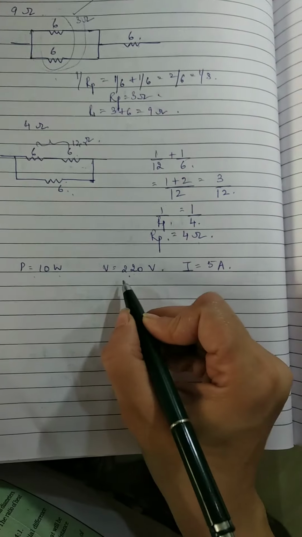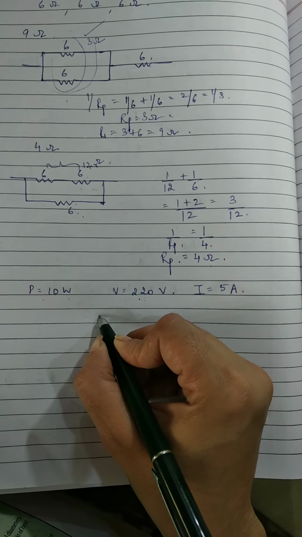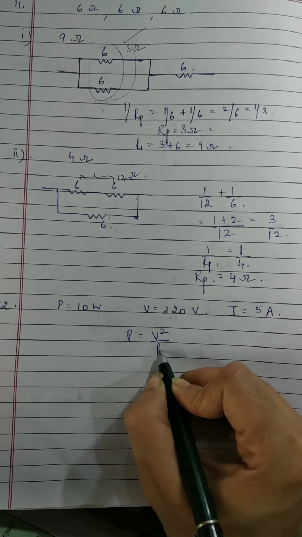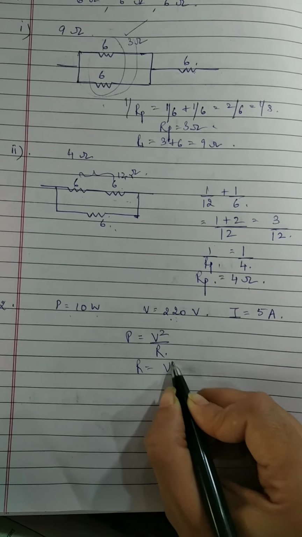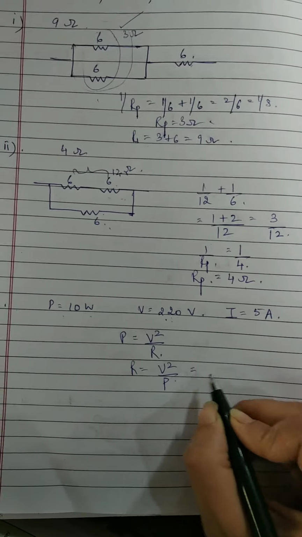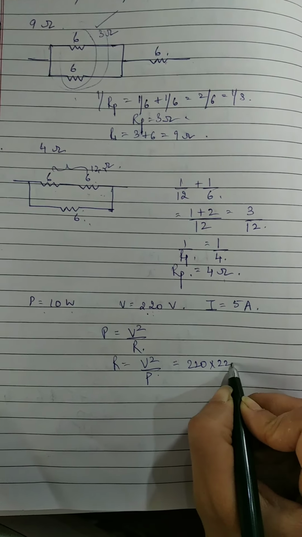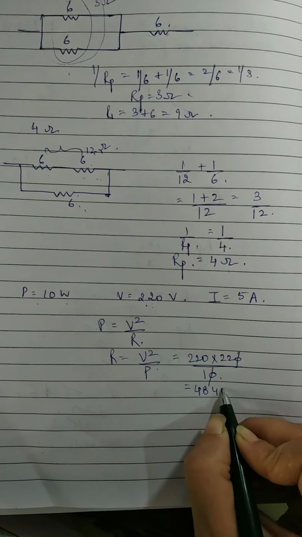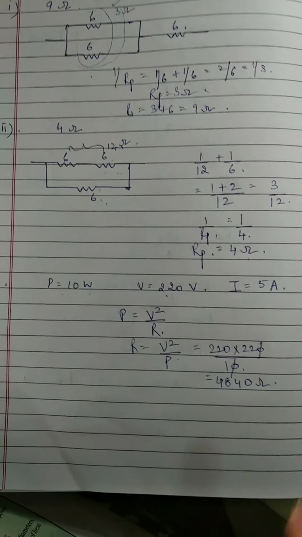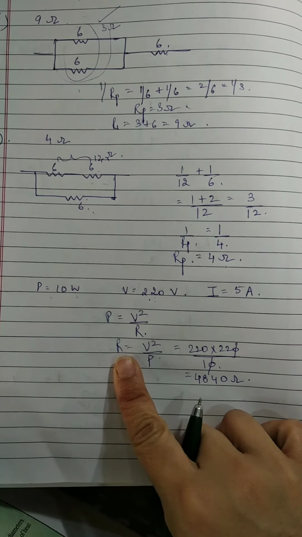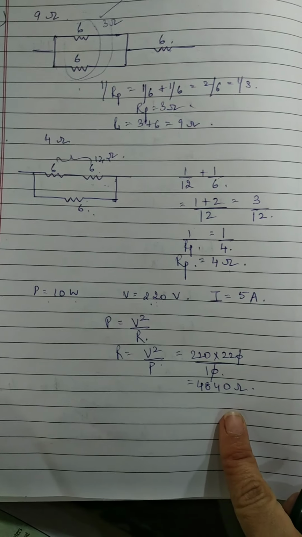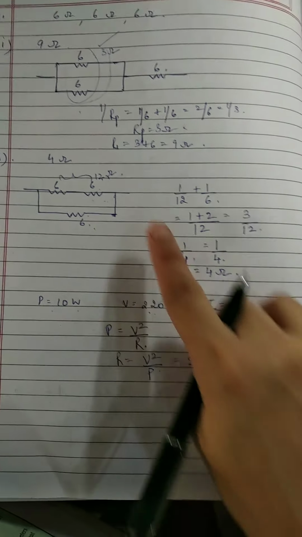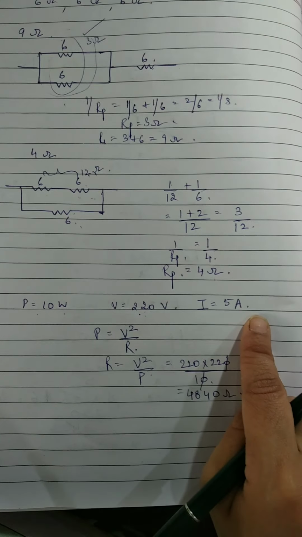So with the help of power and V, we can calculate the value of resistance. So P is equal to V square upon R, or R is V square upon P. So this is 220 into 220 upon 10. So that is 4840 ohm. Now this is the resistance of the lamp. How many such lamps are to be connected in parallel so that it can support a 220 volt supply line and 5 ampere of current.